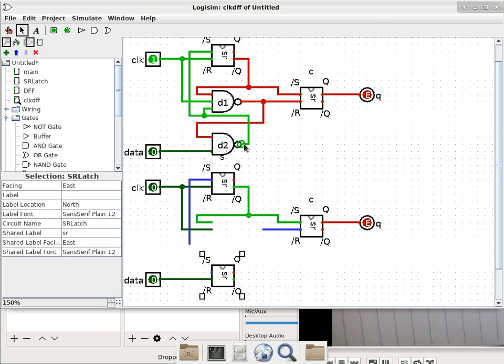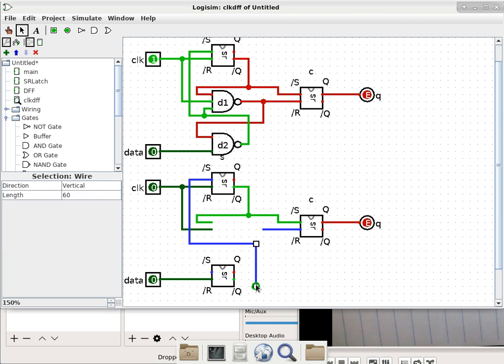But when you look at the output, or this is the /Q of the second SR latch, it also goes to /S of this SR latch here. So this wire needs to be represented explicitly. Oops, don't need it to be that long. There we go. What about this one here? What is this node corresponding to? It's really just Q of the new SR latch. It connects to /R of the other SR latch.